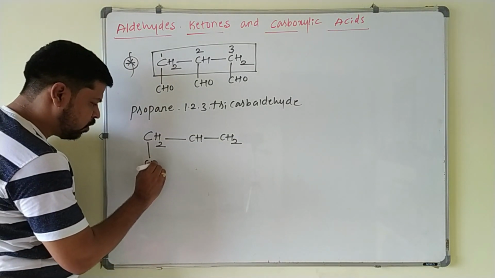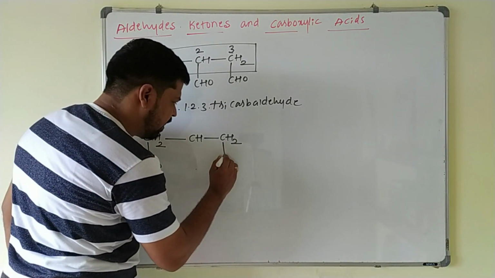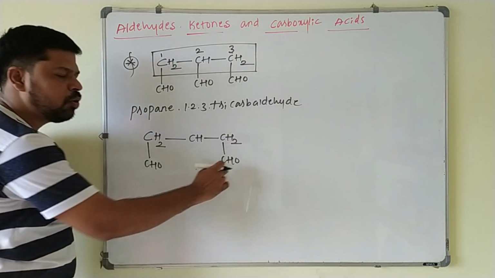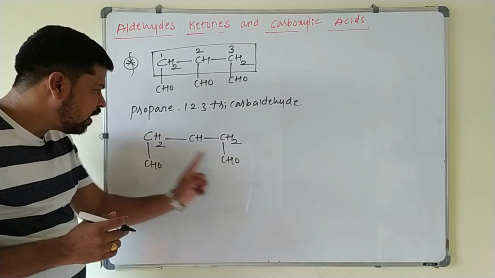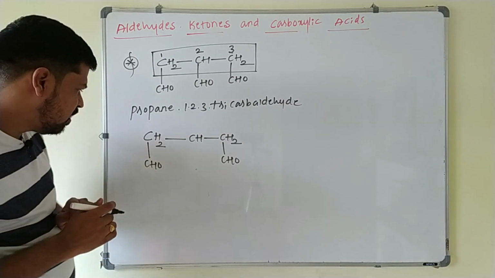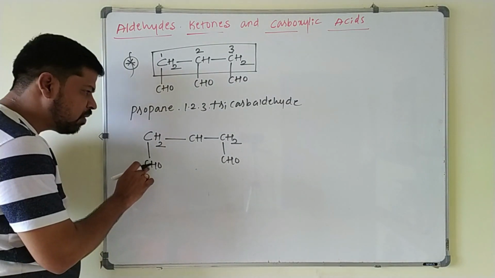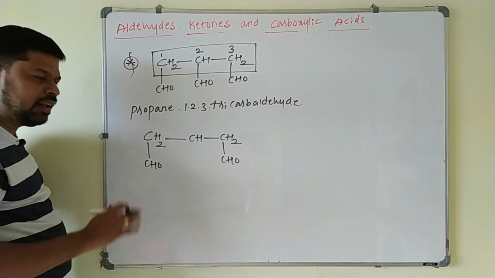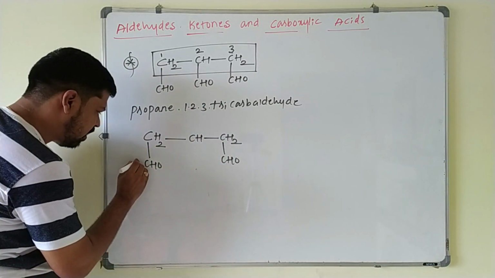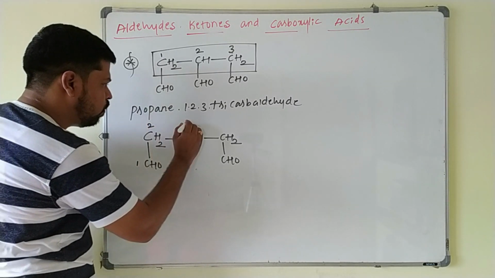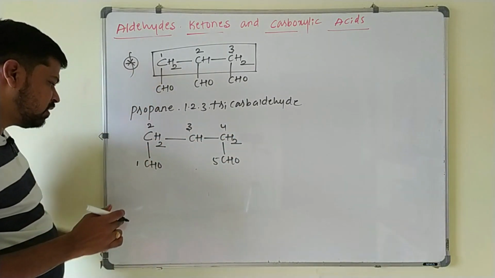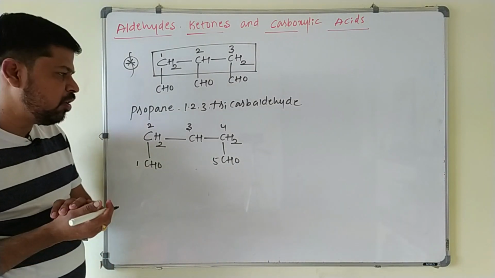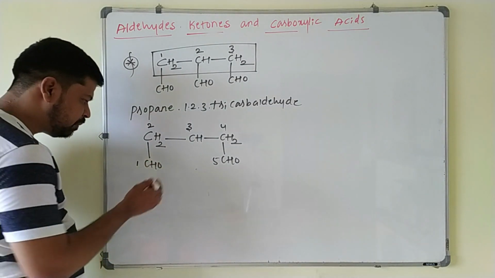Here also one aldehyde group is present, and here also one aldehyde group is present. Here only 2 aldehyde groups are present on the unbranched chain. Here 3 were there. Whenever 2 aldehyde groups are present, then the carbon atoms of the functional groups are included in the numbering. They are given priority here. So the numbering must be done from this end, 1, 2, 3, 4, 5. From this end also you can do, because both ends are having the same aldehyde group only.